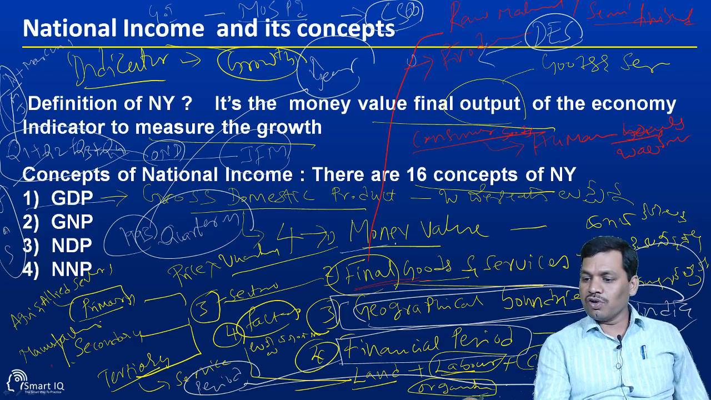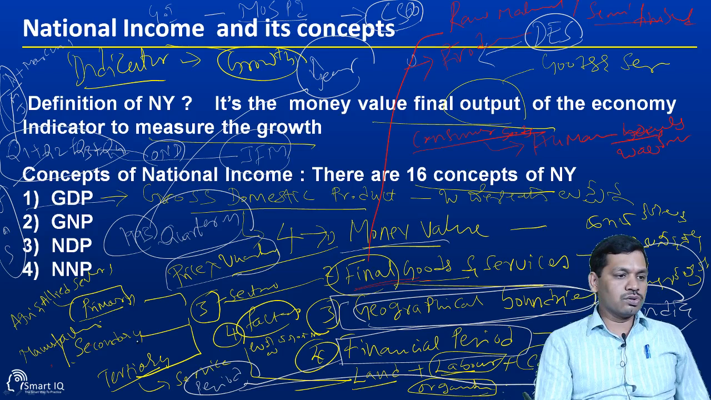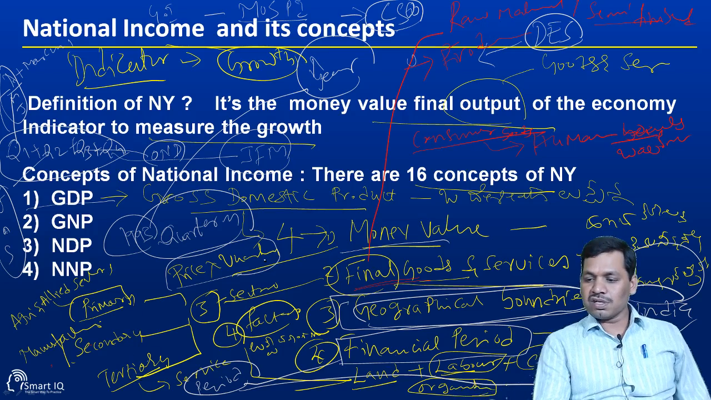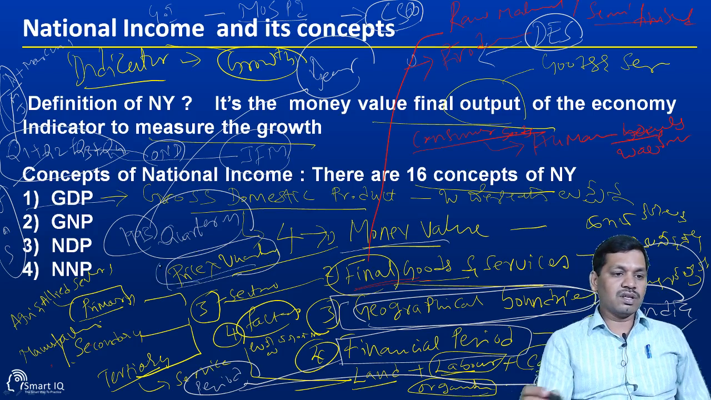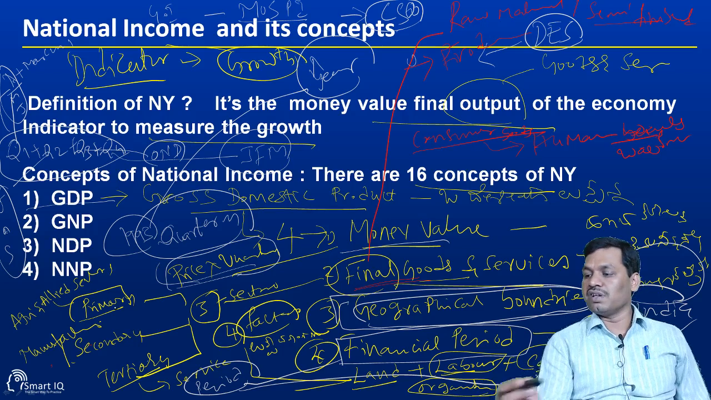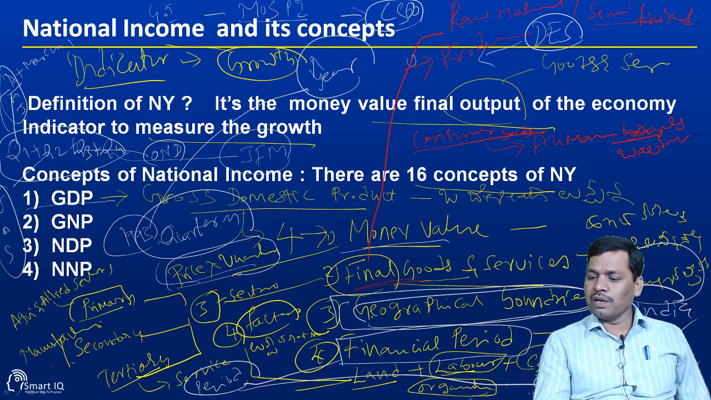GDP is the money value of all final goods and services. Money value, I told you, is price into quantity. Quantity means the output, all final goods and services produced by the 3 sectors, primary, secondary and tertiary, using the 4 factors. Price, hold on for the time being, is the price existing in the market, which I will explain later. And then the geographical boundary is very crucial, and the financial period.